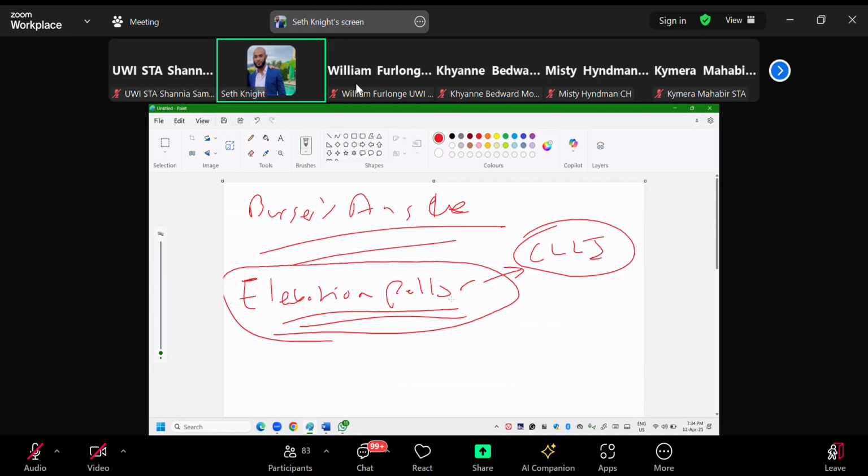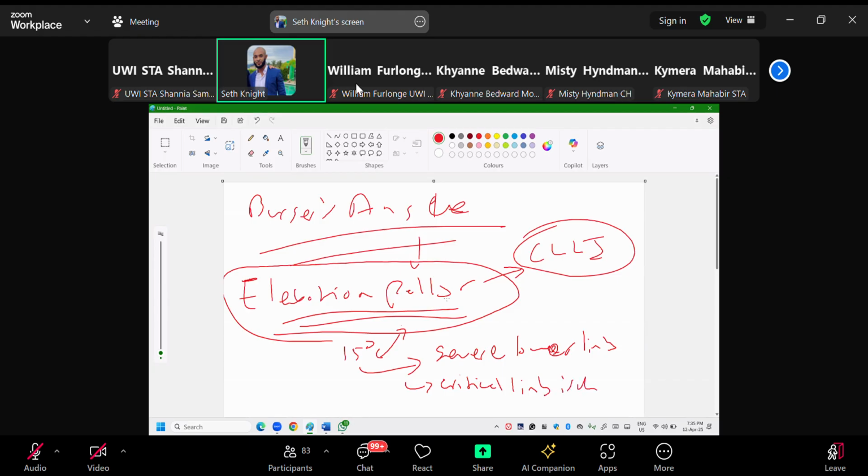So what the Burger's angle is, is the angle at which this elevation pallor occurs. So if you elevate the foot just 15 degrees, let's say you elevate the foot 15 degrees, and you have this elevation pallor, then this is likely to be what we call severe lower limb ischemia. This patient is likely to have critical limb ischemia.